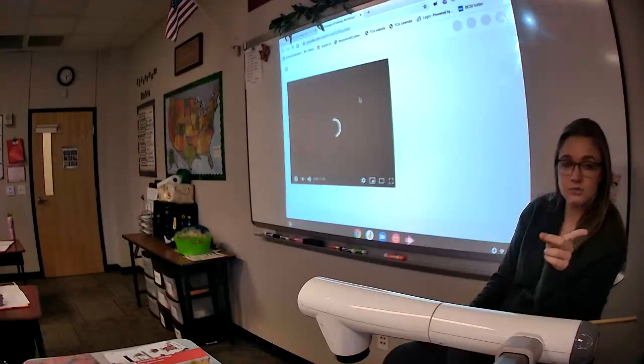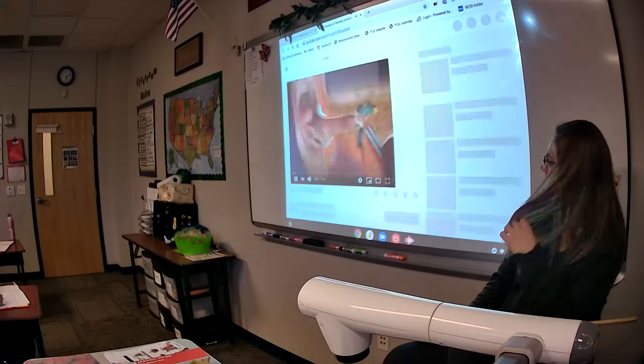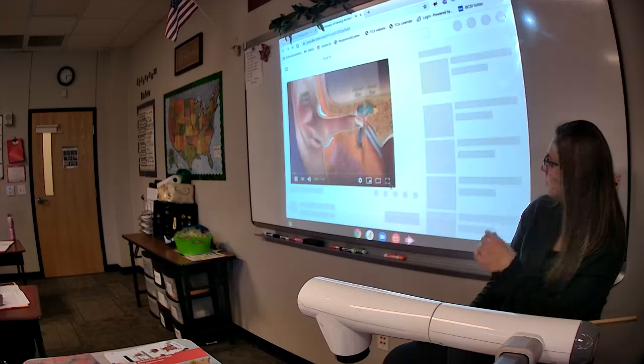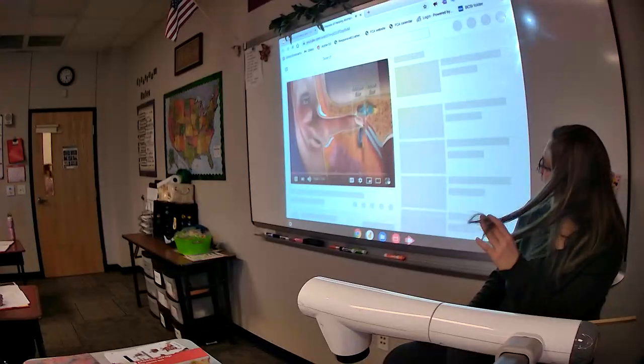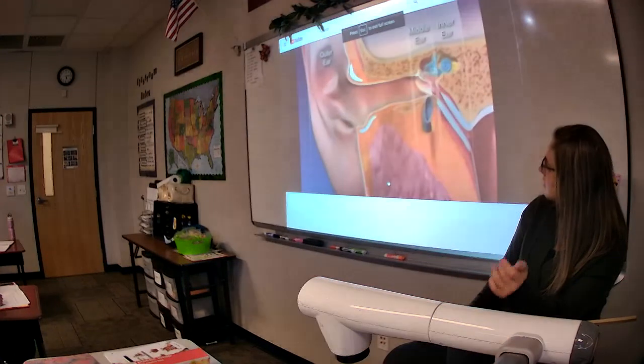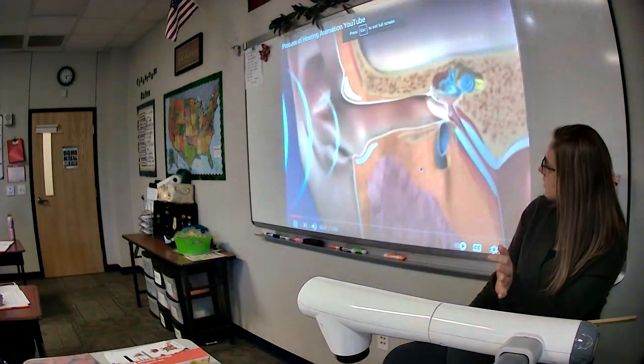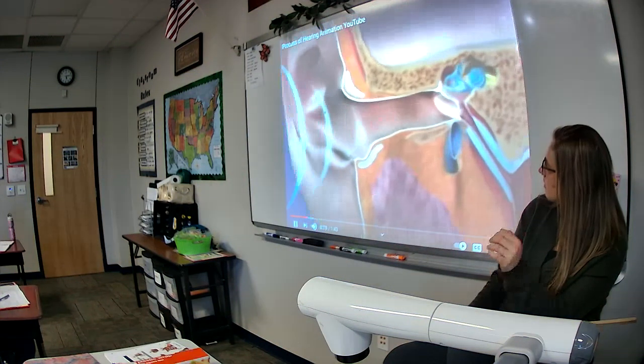Okay, then wait. The ear has three parts: the outer ear or auricle, the middle ear, and the inner ear. The auricle, the visible part of the ear, collects sound waves and directs them to the auditory canal. Okay, so it kind of funnels them in.